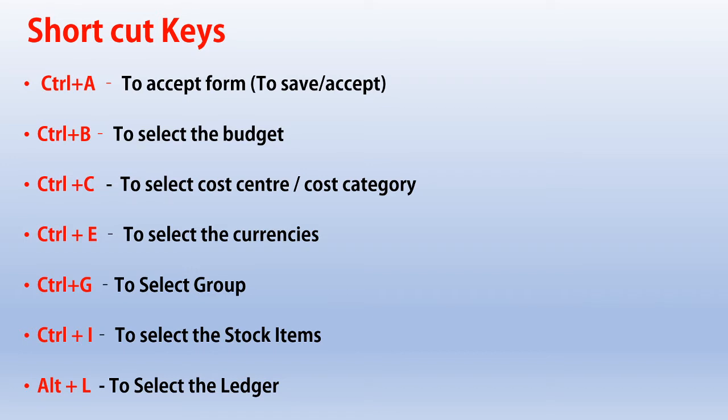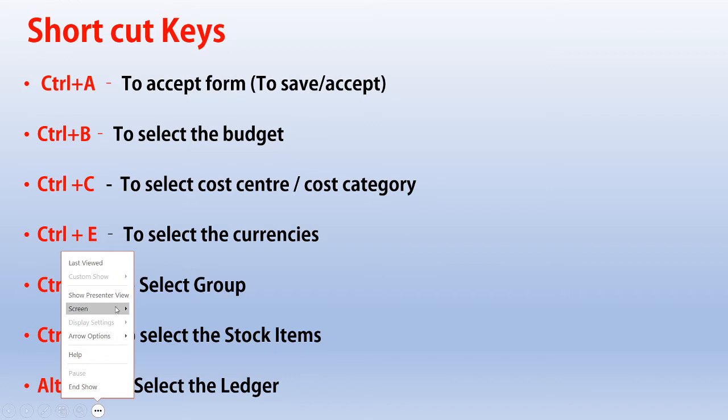Control A, Control B, Control C, Control E for currencies, Control G, I, L for the creation window. Invoking the creation window whenever there is an alter, or whenever there is creating new ledgers, groups and stock items. So first we'll understand about Control A.